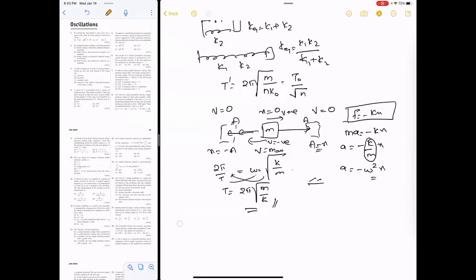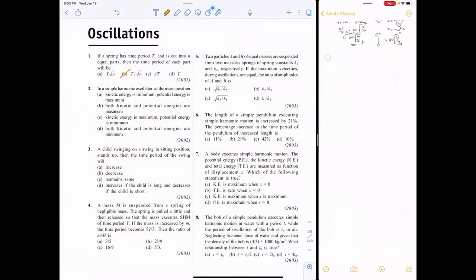For a simple pendulum, the time period is 2 pi root l by g. This g is g effective. That means if you are in a lift, it is either g plus a or g minus a, based on the acceleration of the lift. This is question number two. So that is the simple oscillator. Kinetic energy is minimum at mean position.